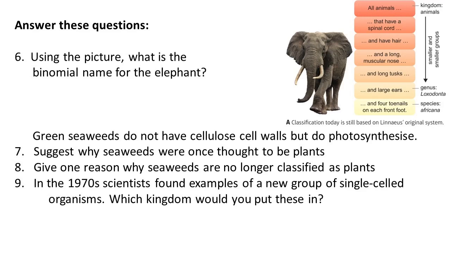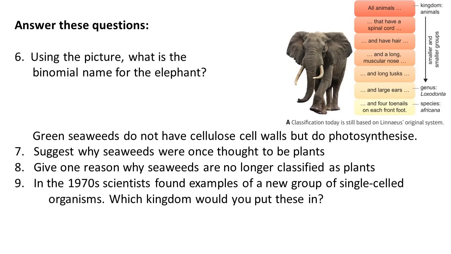And the next question that will go in box 7. So green seaweeds do not have cellulose cell walls, but they do photosynthesize. So the first part of this question is for you to suggest why seaweeds were once thought to be plants. Maybe you still think they're plants. Seaweeds are actually not plants, but why did we used to think that seaweeds were plants based on that information? So put that into the next box below the video, and then see if you can give a reason why we now do not classify seaweeds as plants.